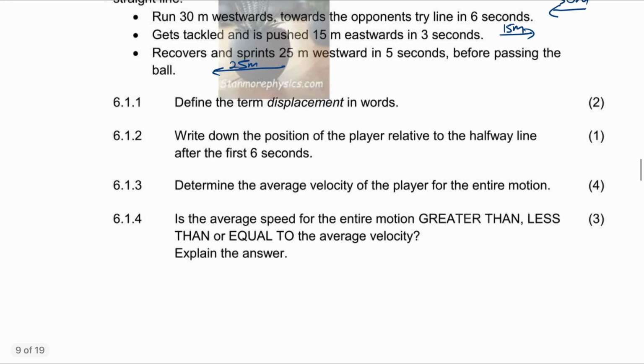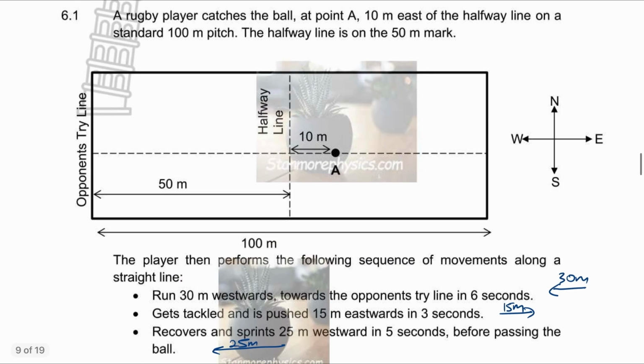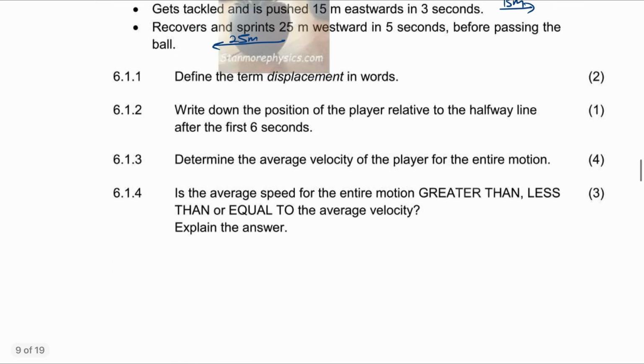Question 6.1.1 is a definition. Let's leave that out. Question 6.1.2, write down the position of the player relative to the halfway line after the first 6 seconds. So 6 seconds here. He goes 30 meters west. So if he's here and he goes 30 meters this way, then how far away is he from the halfway line? He is going to be 20 meters west of the halfway line. So 20 meters west.